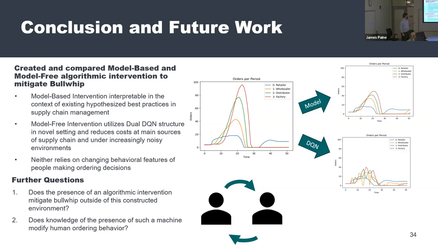The model-free intervention is using this dual DQN structure, which is relatively novel within this particular space. This was not used in the 2021 paper. An NSOM, I think, has value whenever you have this idea that your environment matters or your state matters as much as your actions or even more so. And then again, neither intervention approach has any reliance on changing the ordering behavior of the supply chain partners in which you exist.